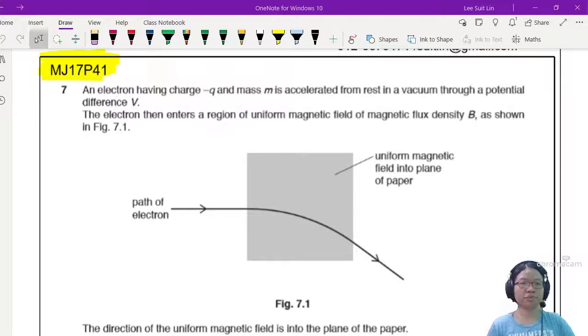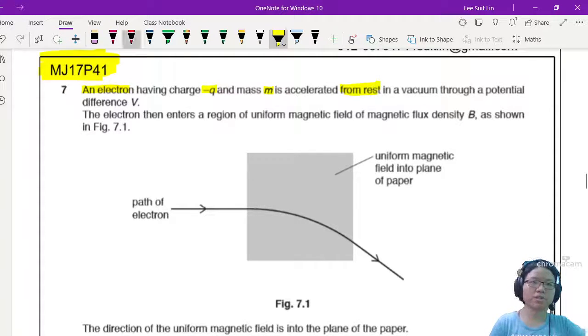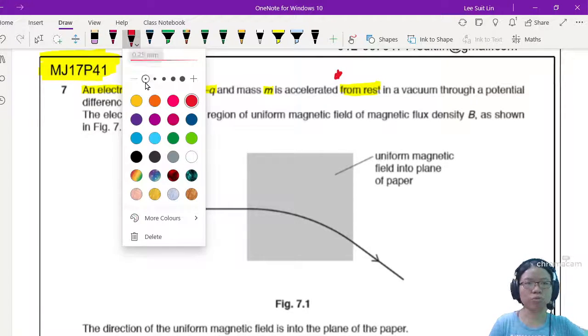Okay, in this video, we are going to look at a past year question from Summer 17 paper 41. It's a pretty standard magnetic fields question. Here we have an electron with charge negative Q and mass M accelerated from rest. This from rest is pretty important information, meaning the initial kinetic energy is zero. In a vacuum, through a potential difference.